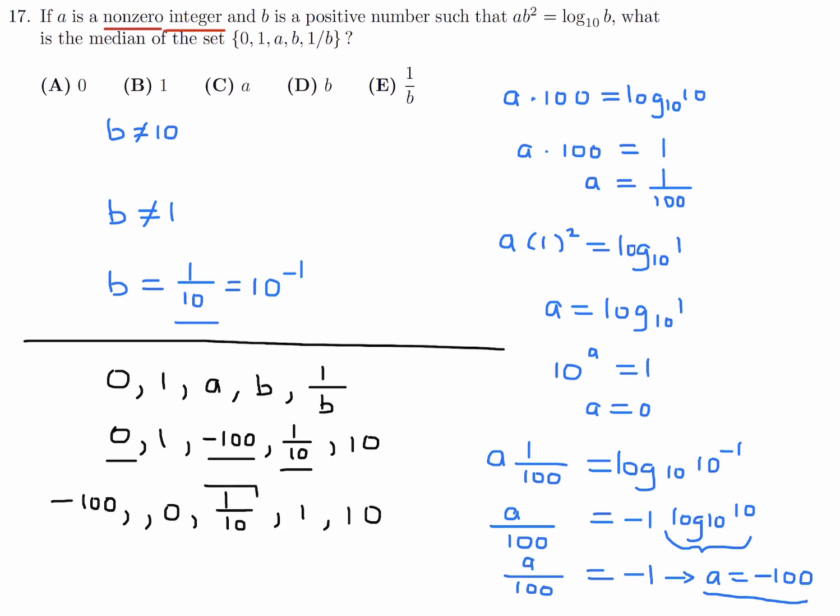The median of this is the middle, which is right here. And that represents which of these letters? It represents this guy right here, B. So number 17, the answer is B, which is choice D.